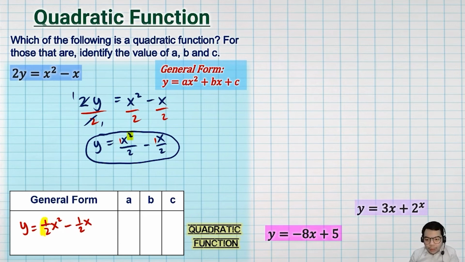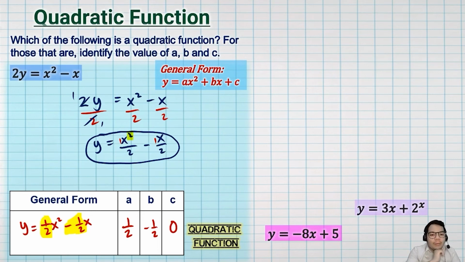Para mas madali kong identify na yung katabi ni x squared, yun na si a. So, ang a mo ay 1 half. Then, yung b natin ay yung katabi naman ni x, which is negative 1 half. Then, since we don't have a constant value, we'll just make this c as 0. Gets po? Yan.